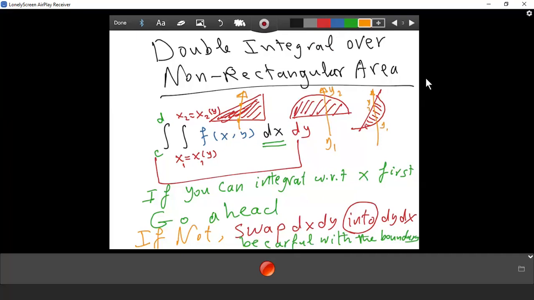Now, we will go for the polar coordinates.